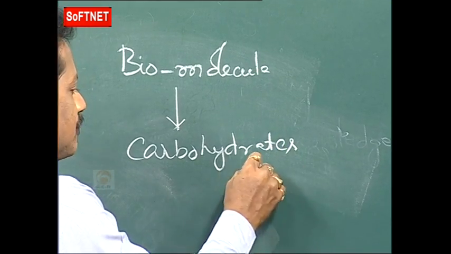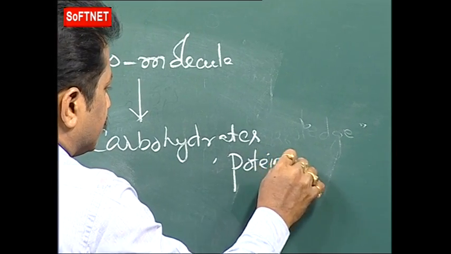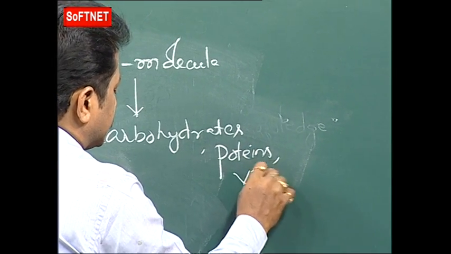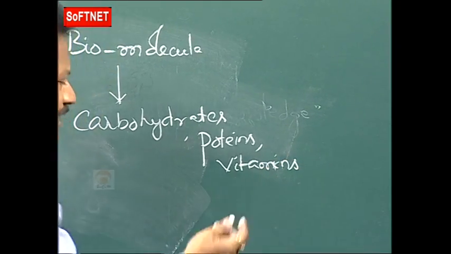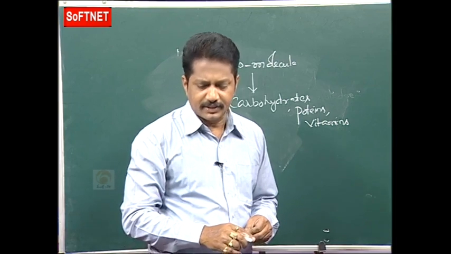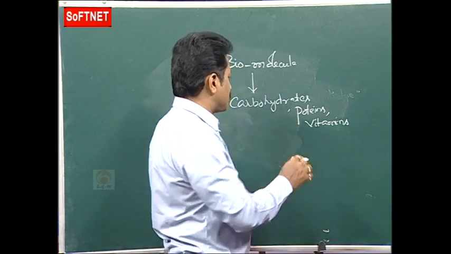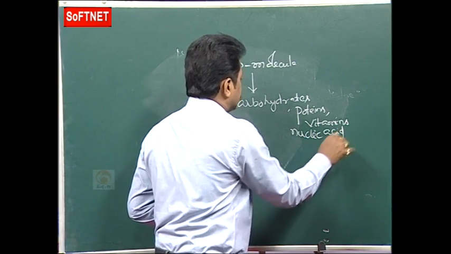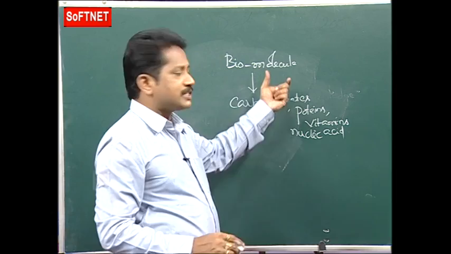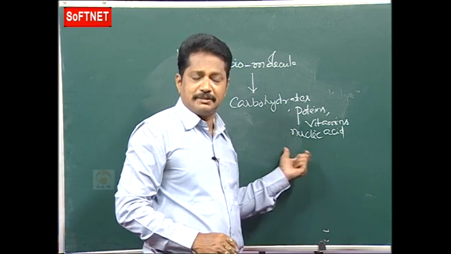Okay, and carbohydrates, the other one is proteins, vitamins, and even lipids also we can say, and nucleic acids also. I will write one more. So biomolecules are concerned with carbohydrates, proteins, vitamins, nucleic acids, and lipids also.